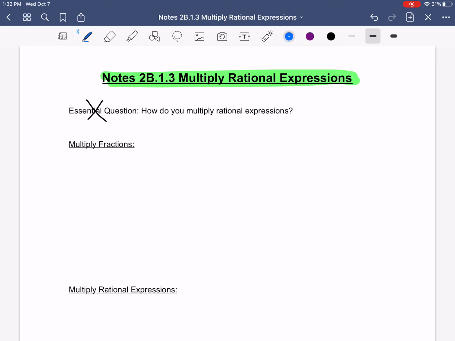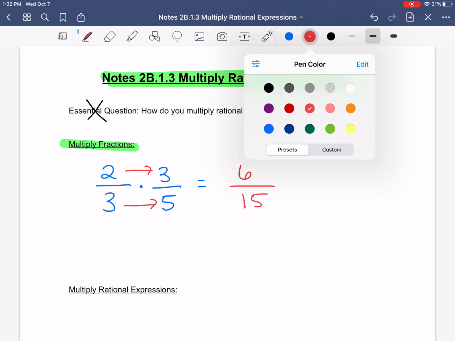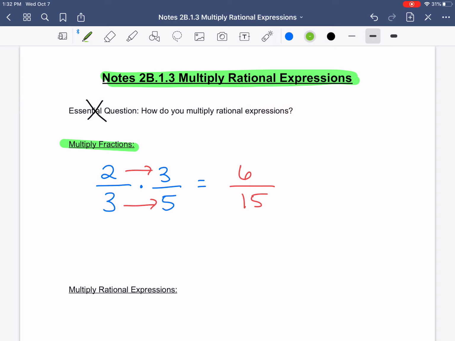So first we're going to talk about how you multiply fractions, just like in general. We're going to look at 2/3 times 3/5. The way that you multiply fractions is you go straight across the top, so 2 times 3 is 6, and you go straight across the bottom, 3 times 5 is 15. Then after we get our answer though, we might have to simplify. You notice 6 over 15, those can both be divided by 3, so it'd simplify to be 2/5.